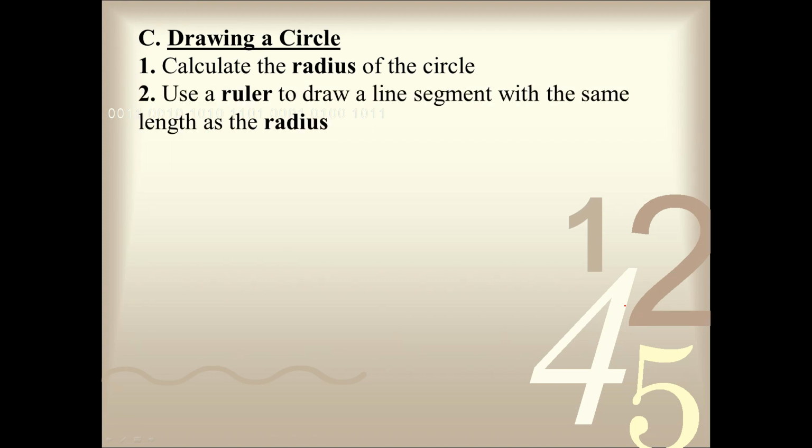Step 2, what you want to do is use a ruler to draw a line segment with the same length as the radius. And typically what I'll do is pick a point that I want to be the center of the circle and just draw a line segment from the center of the circle that's the exact same length as the radius. This will make a lot more sense when you see me go through the examples in a moment.